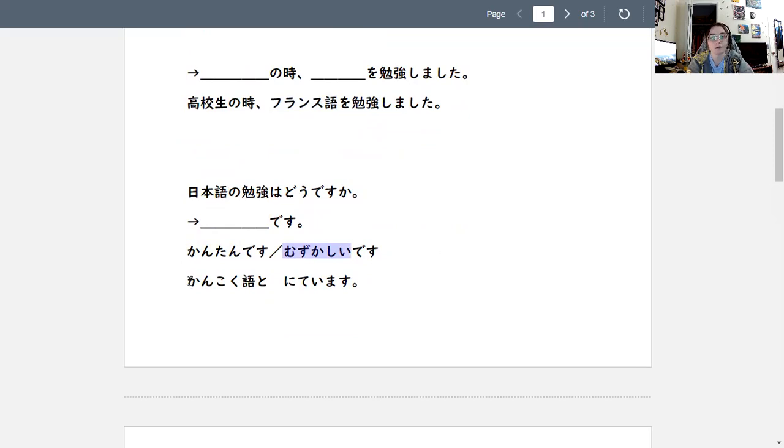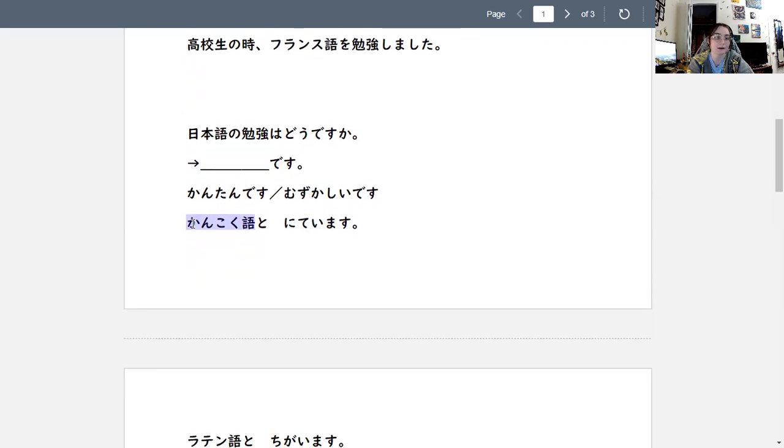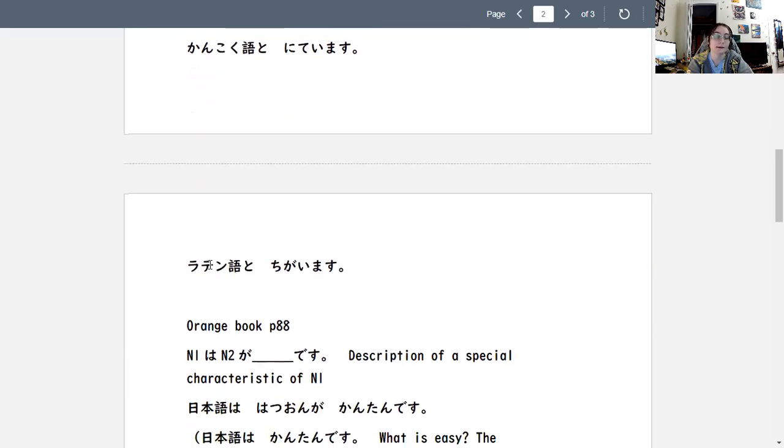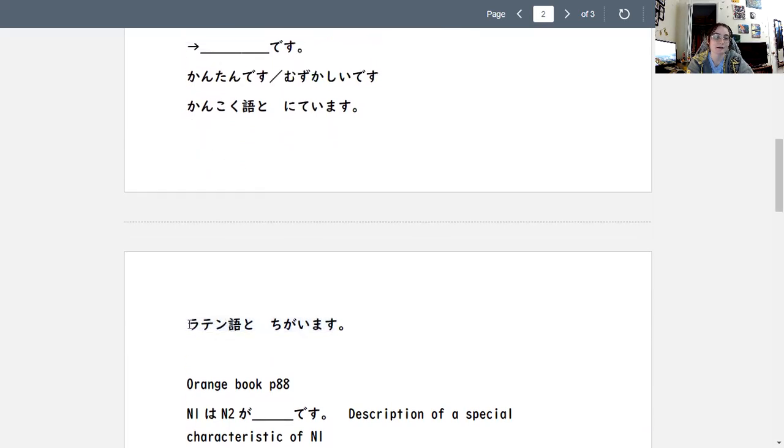韓国語と似ています. So 似ています means similar and 韓国語 is Korean. So 韓国 is Korea, 韓国語 is Korean. And they are actually pretty similar. And then this next one is ラテン語, so Latin, the language, と違います. So you could also say, since Korean is similar to Japanese, Latin is not similar to Japanese because 違います means different, or wrong. So you're saying there's a difference between them.